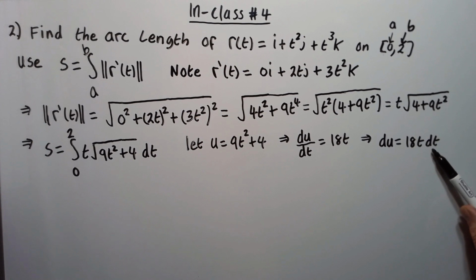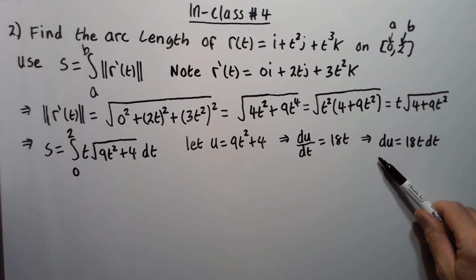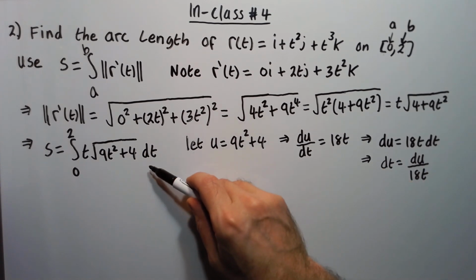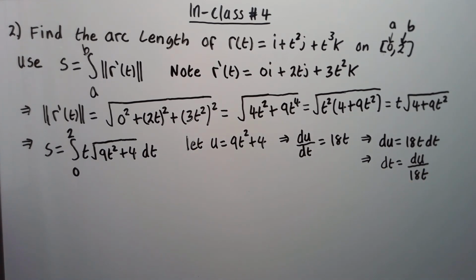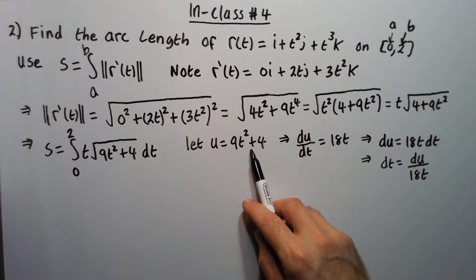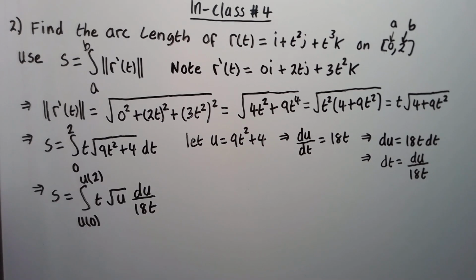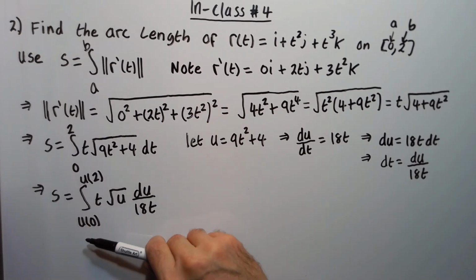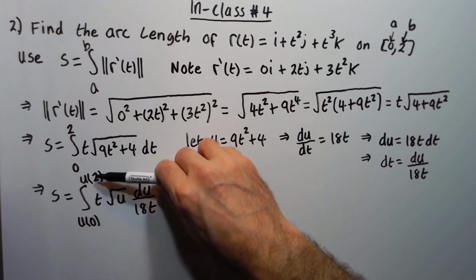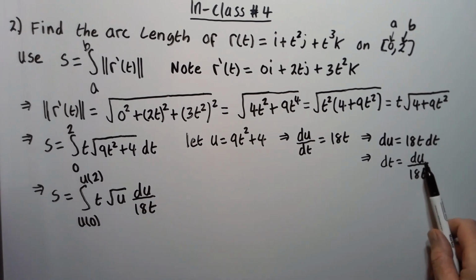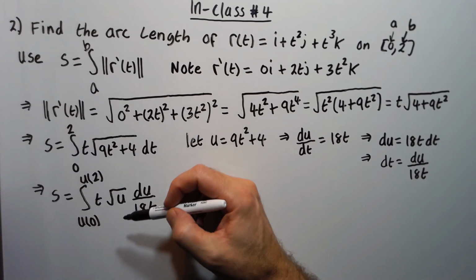And let's now solve for dt by dividing by 18t. So doing that, we get dt equals du over 18t. Okay, and now let's substitute over here. My u is this now. So we get the integral from u of 0 to u of 2, then t times the square root of u, and in place of dt we're writing du over 18t. The t's cancel here.